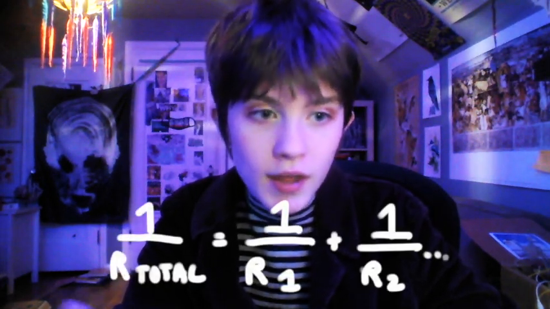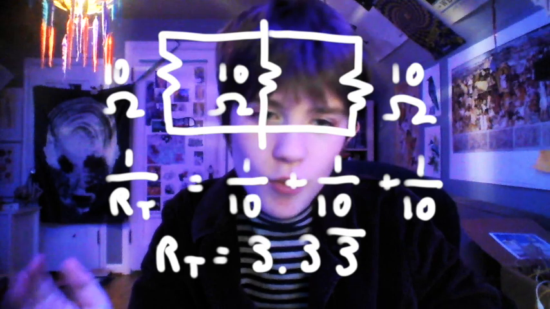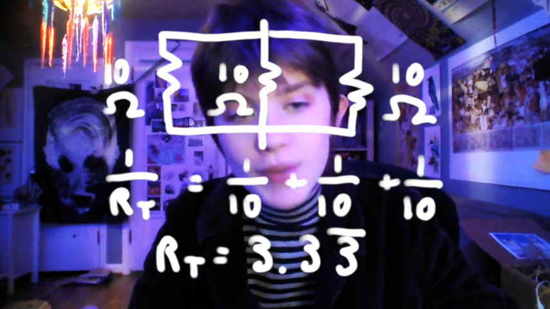If our resistors in series were one long connected wire, our parallel resistors are a section of wire split into 3 parts and then forming one wire again. The resistance of these is calculated as 1 over R equals 1 over R1 plus 1 over R2, etc. If we had those same 3 10-ohm resistors connected in parallel, their overall resistance would instead be 3.3 repeating.